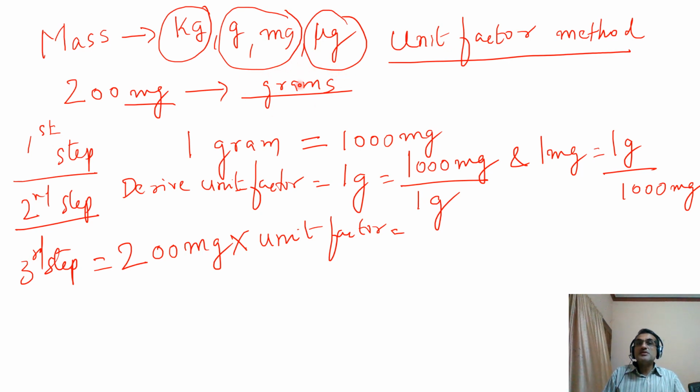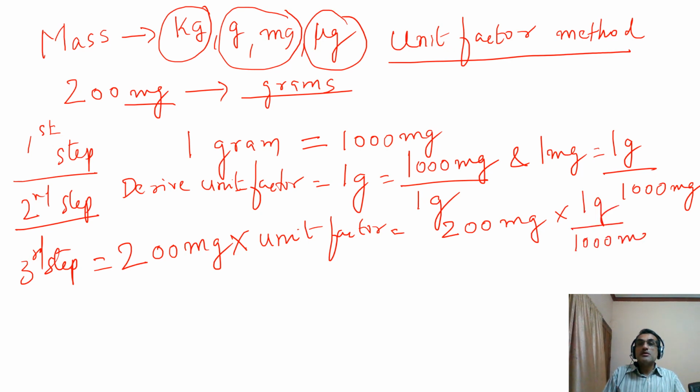So this grams should be in the numerator. So here you see the grams is in the numerator, not this, because it contains milligrams in the numerator. I don't want that. I will not use it. Rather, I will use this as the unit factor because that contains grams in the numerator. So in the next step, I will multiply 200 milligram into 1 gram divided by 1000 milligrams.